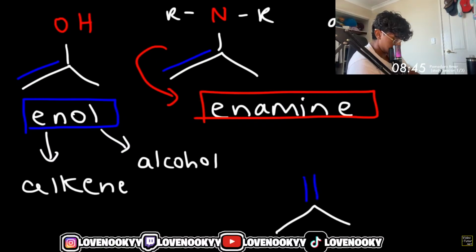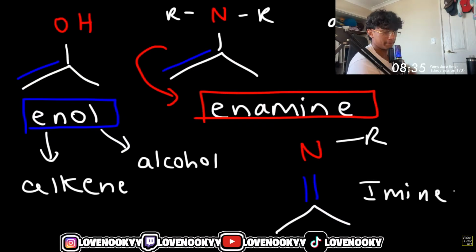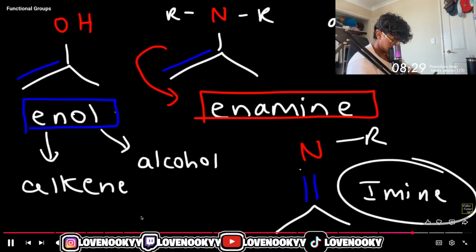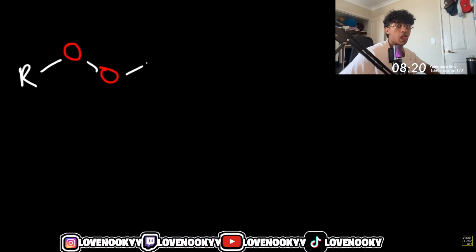Now, if you see a carbon double bonded to a nitrogen atom, this is known as an imine. Now, there's a few more examples I want to go over. What do you think this is called?